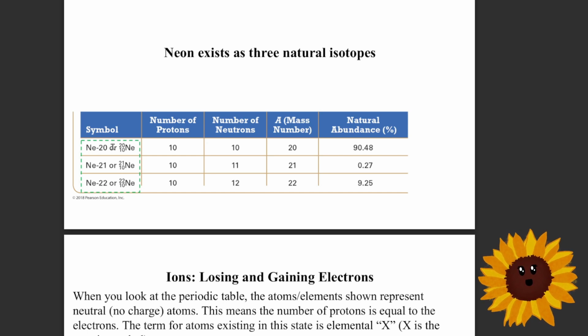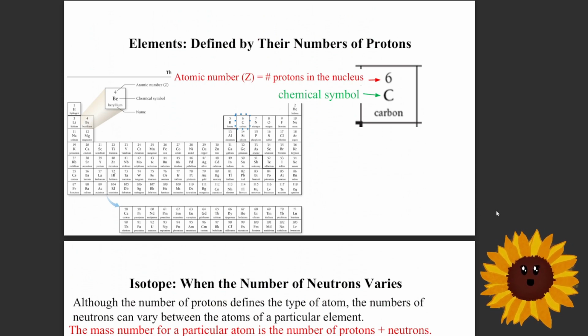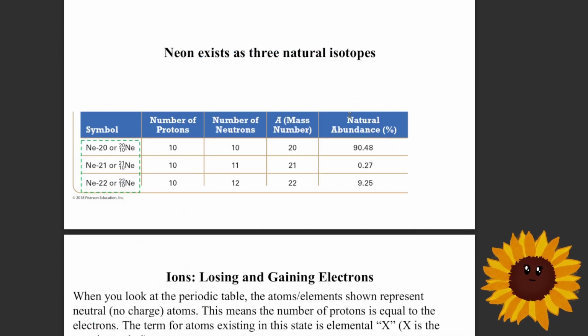So if we look at neon 20, it looks like neon 20 is very common in nature. And these aren't always going to add up to 100%, by the way, because some of these are very radioactive and some of these are man-made, so they're not going to be naturally occurring at all.